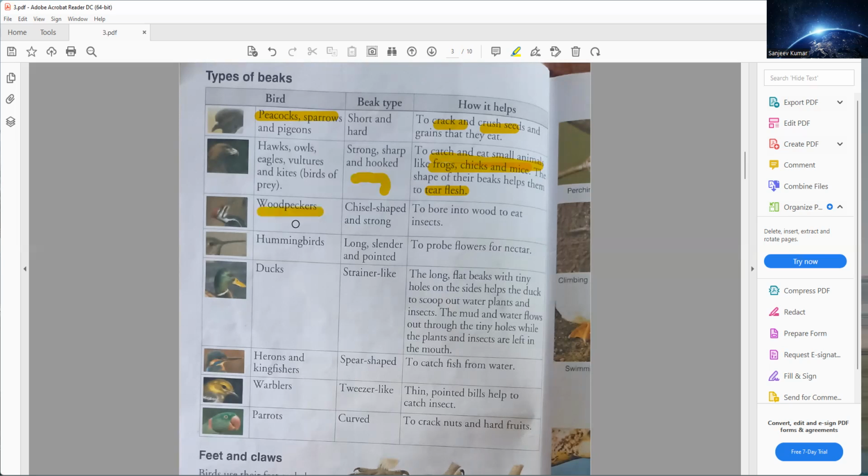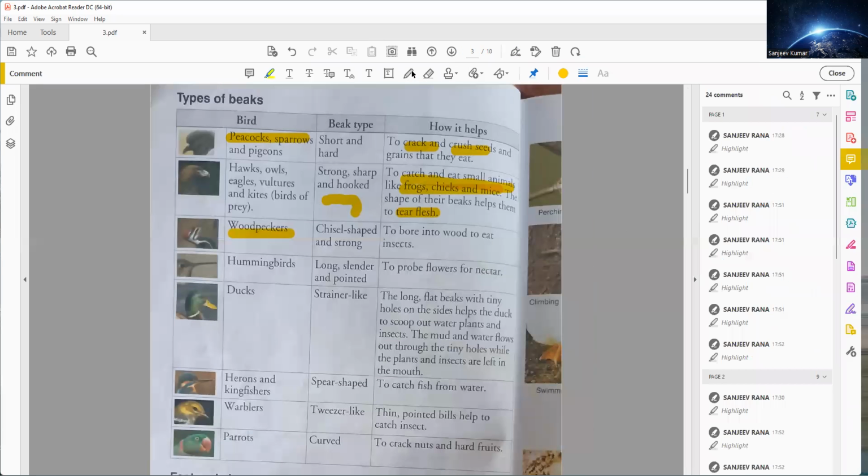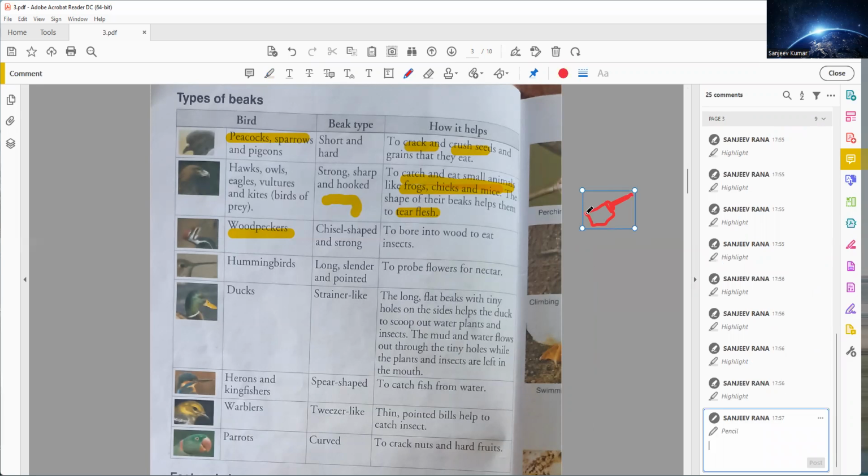Woodpeckers, we have woodpeckers. Beak means they usually screw down their beak into the bark of the tree. So they have a chisel-shaped and strong beak. Now what is a chisel? If you have seen carpenters, you will have seen this kind of instrument, which is actually sharp from the front. Let me just let you know the shape of it.